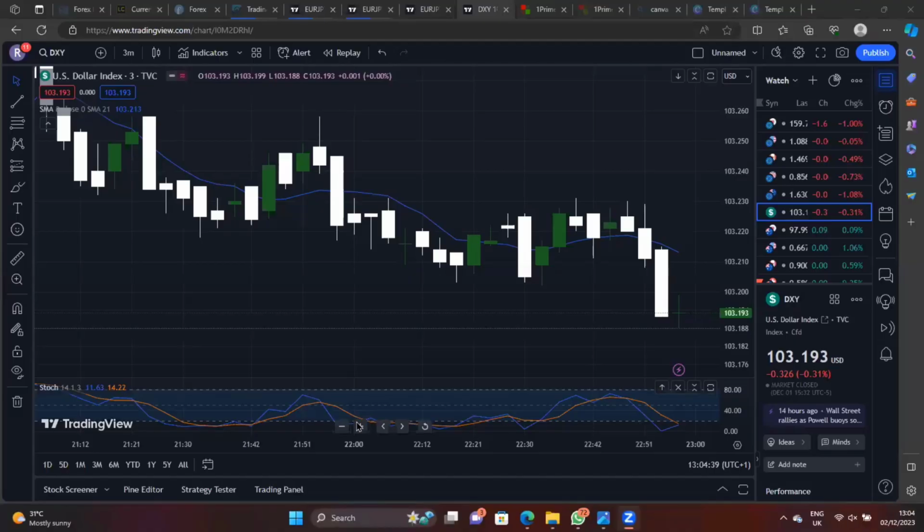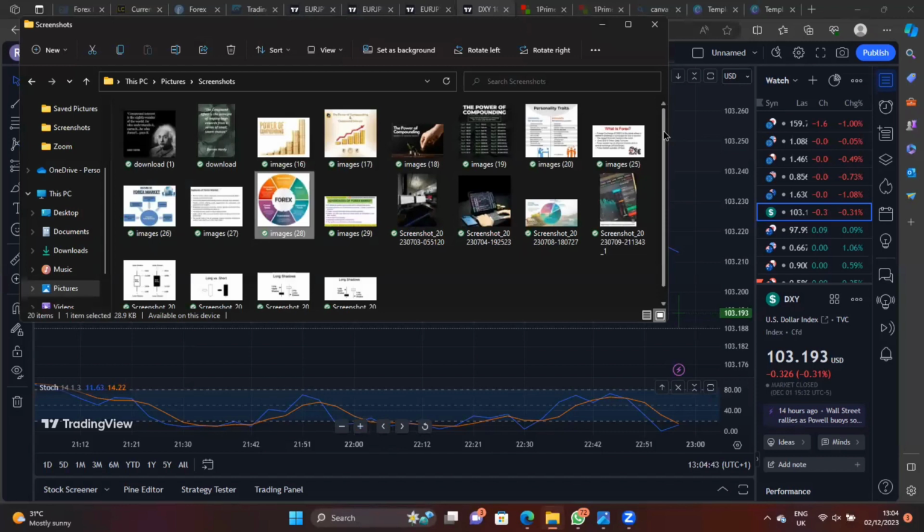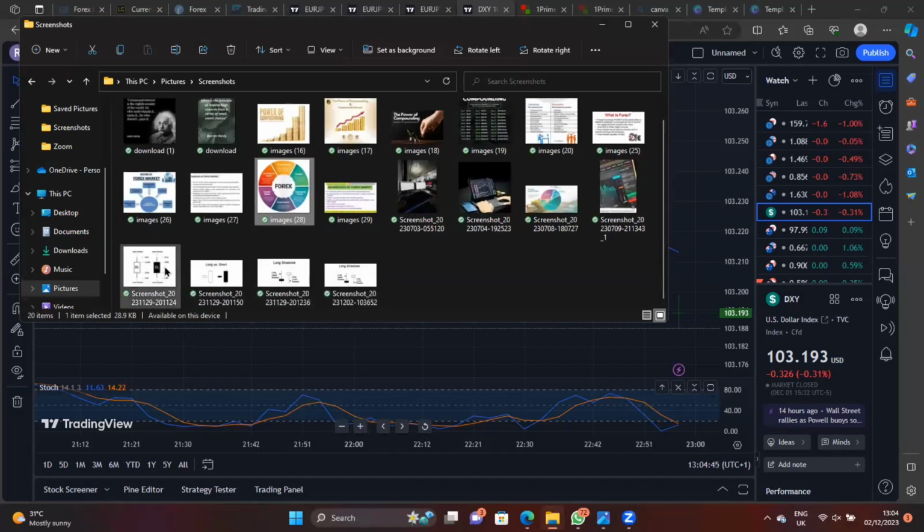So I'm going to share my screen. I hope you can see my screen. Is this showing my screen? If you can see my screen, let me know. All right, I can see it now. Give me a minute.